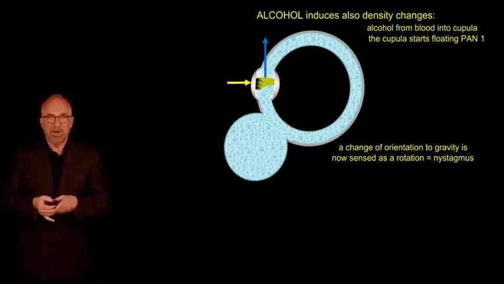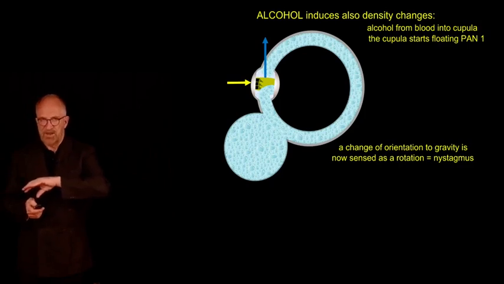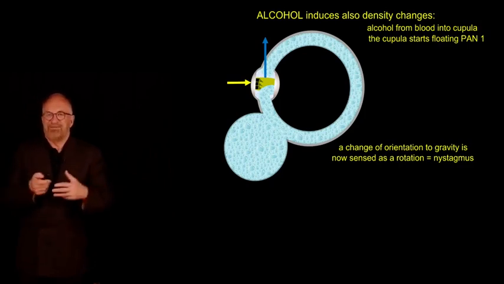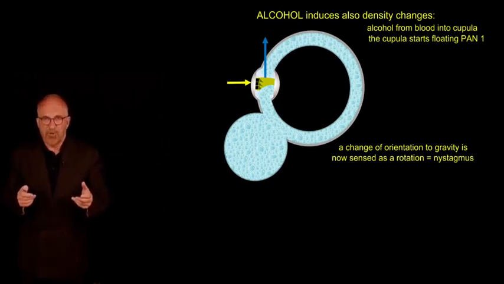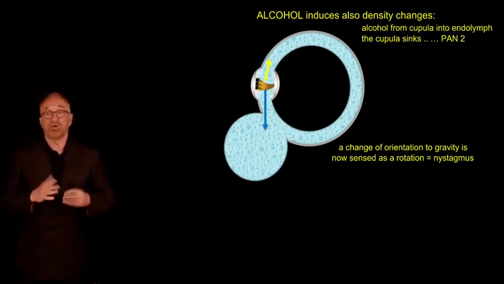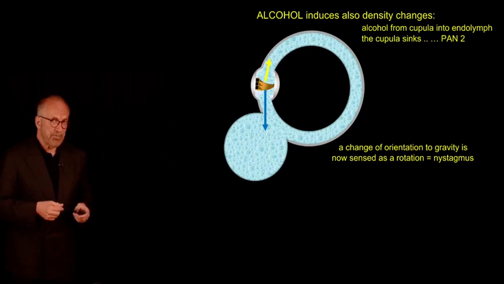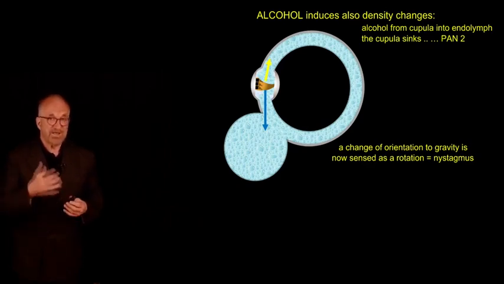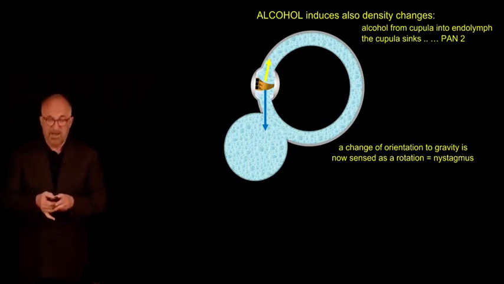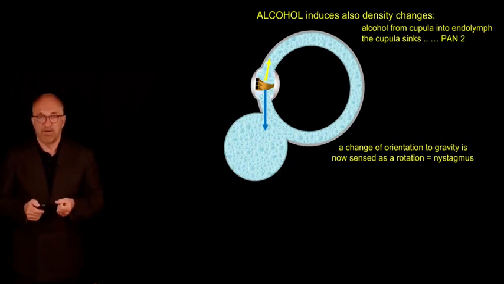In time, slowly the alcohol will migrate from the cupula into the endolymph. So at a certain moment it will be matched and then there is no effect anymore. But after a while, all the alcohol will be in the endolymph and not in the cupula anymore. So the cupula becomes relatively heavy. So you get the opposite posture-dependent nystagmus, post-alcoholic nystagmus type 2. In time it will disappear and the effect will be smaller. So alcohol changes the density of the cupula and has a similar effect as with BPPV.